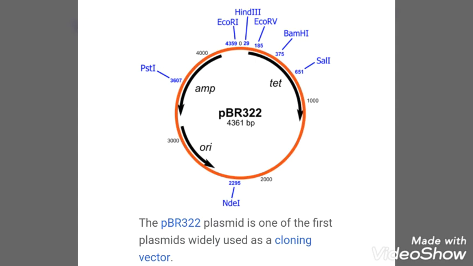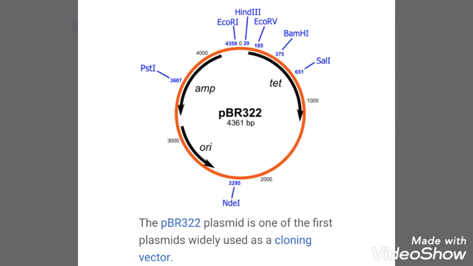So in this technique, the material we use as a vector is a plasmid. This is the diagram: the pBR322 plasmid, an artificial plasmid. The diagram is very important, and you have to draw it. There is no need to write the digits around this circle, but you have to remember 4361 base pairs in pBR322.